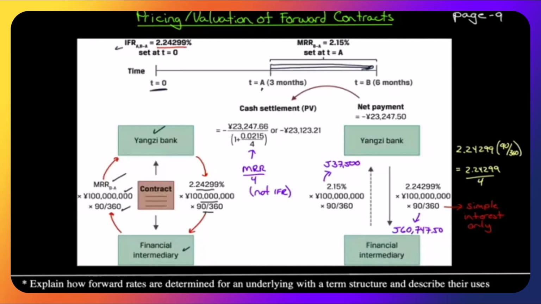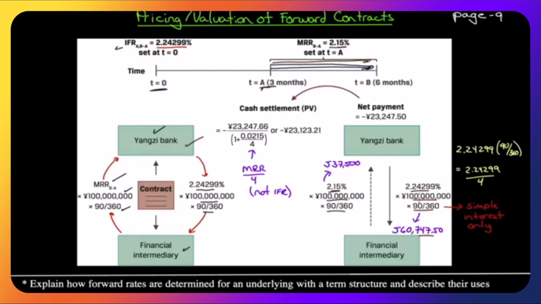Let's scroll ahead. Here we are. We're at time T. We look at the market. We say, aha, the current 3-month rate is 2.15%. So what do we do? Well, the bank here has a contract, so it has to pay the fixed rate 2.24299 times the 100 million times the period. It'll pay $560,747.50. Notice we use simple interest only. It's one period. It's only one period. There is no compounding. 560,747.50, and the financial intermediary owes the market reference rate times the notional amount times the period.